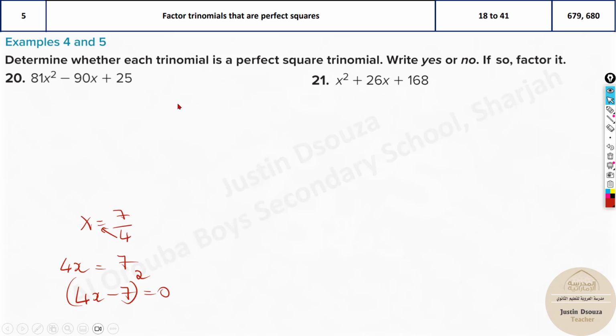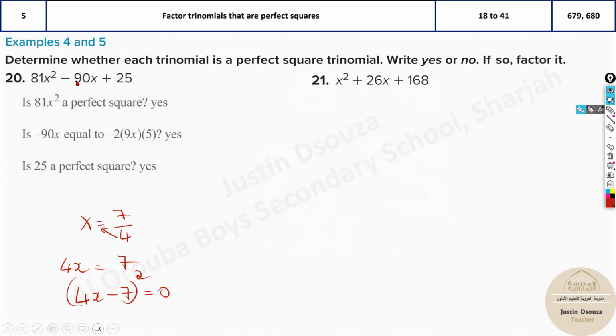Now here the same method, same steps. Now I can look over here. This is a perfect square. Here it's 9x. Here it's 5, and check whether it's true or not. 9 times 5 is 45. Yes, this is a perfect square because all the three things match up.